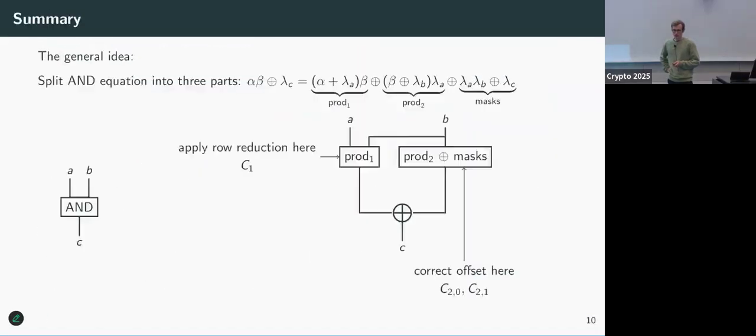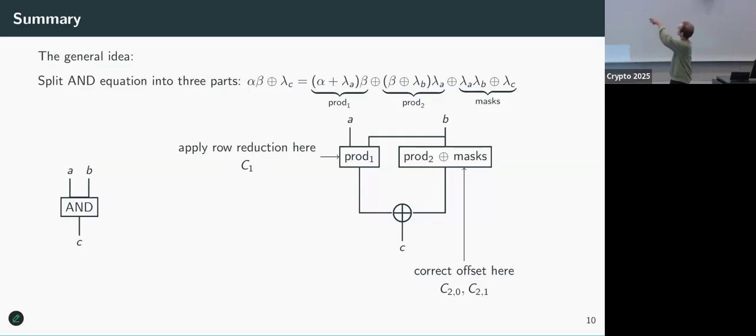Basically what half gates does is it computes a half gate here, right? And a half gate here. And then these masks, they can be just injected for free by the garbler, because the garbler knows all of them and it can just add them to the outputs.